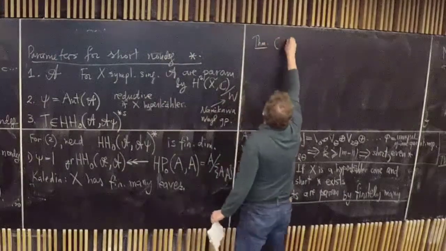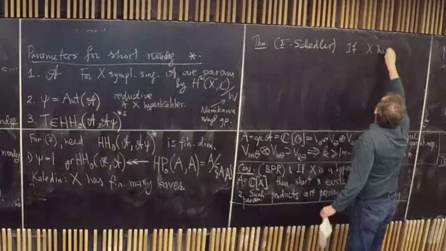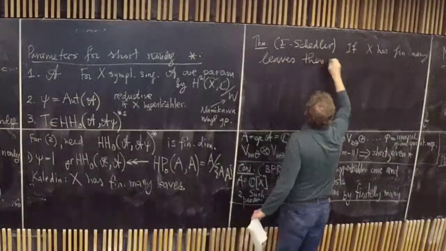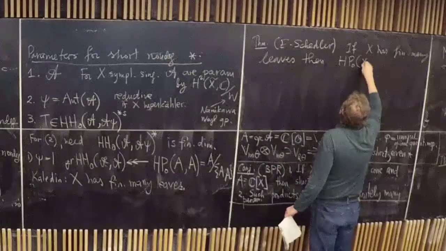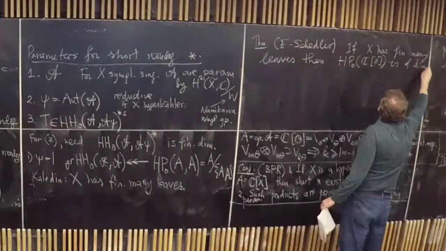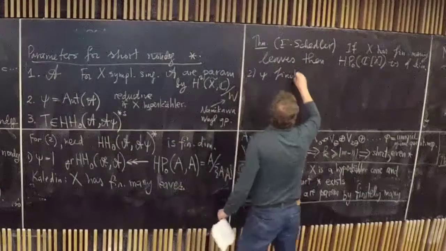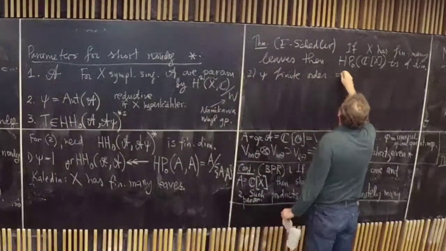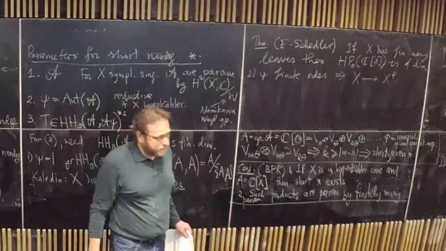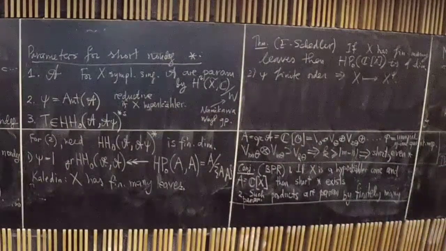There is a theorem of Schedler and myself that if X has finitely many leaves, then HP0 of C[X] is finite dimensional. And so this takes care of the case psi equals 1. And then if psi is of finite order, which of course includes the even case, then you just replace X by the fixed points of psi, and that also has finitely many symplectic leaves. And then by some work, you can prove it in general for a reductive group of automorphisms.